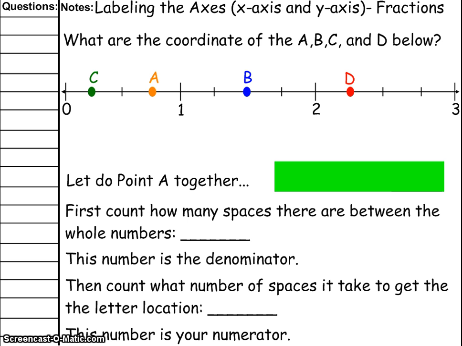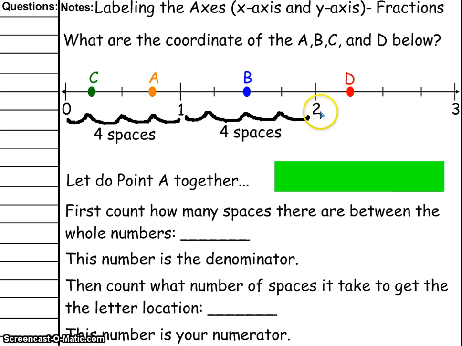Well, when you're dealing with fractions, you first want to count how many spaces there are between the whole numbers. So here between the whole number 0 and the whole number 1, you would count 1, 2, 3, 4 spaces. Between 1 and 2, again, 1, 2, 3, 4 spaces. Between 2 and 3, 1, 2, 3, 4 spaces. So there are 4 spaces between the whole numbers. This number will become our denominator.